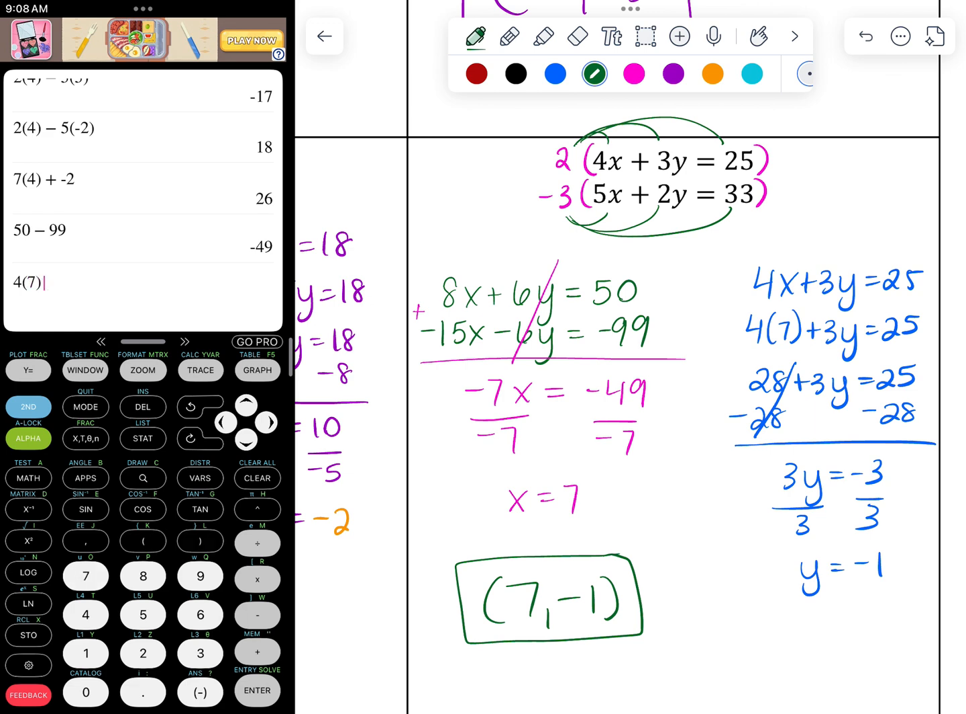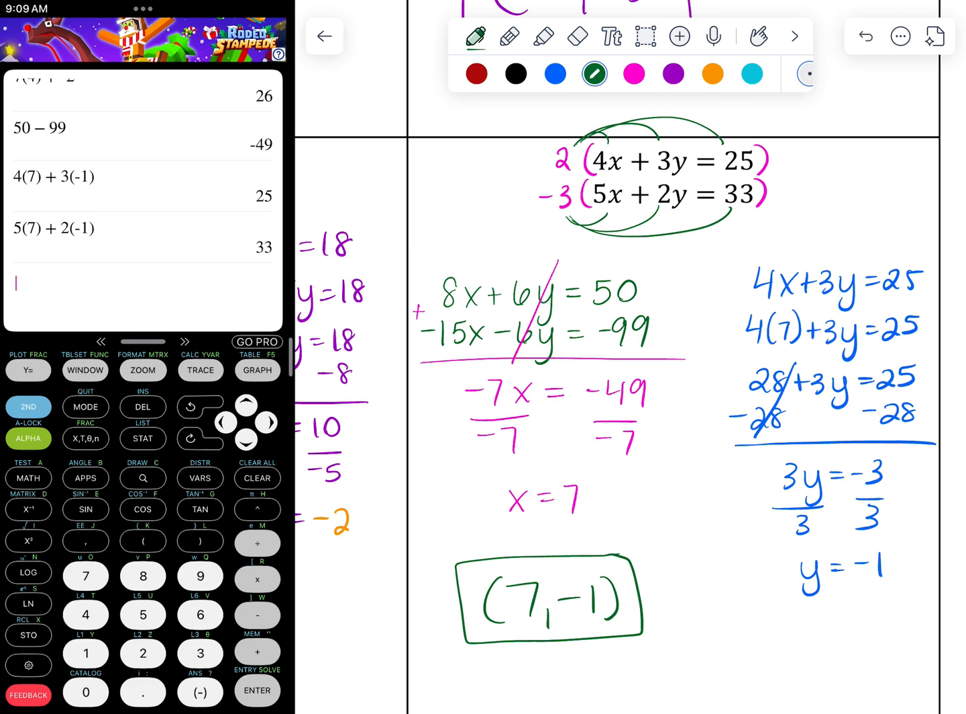Let's check and make sure we're good. So 4 times 7 plus 3 times negative 1 equals 25. So my first equation is good. And checking my second equation, I'm going to plug in both numbers. You get 33. So I know I have correct answers. Okay, so make sure that when you're eliminating, you're making it as simple as possible for you, having something to cross out and solve.